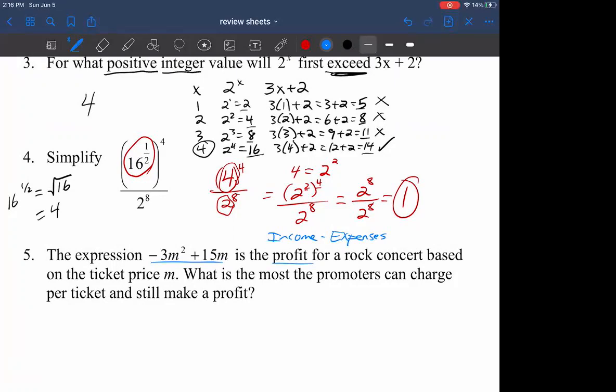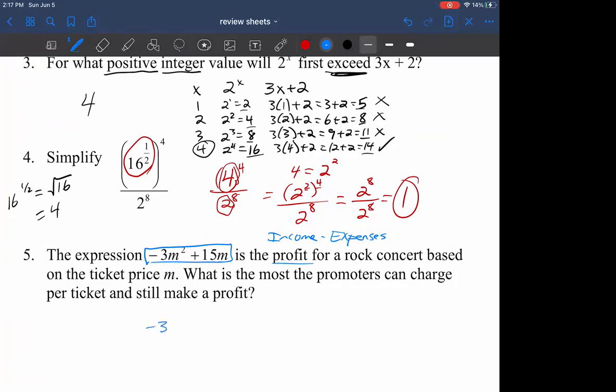So we have this function. Hopefully you can recognize that this is a quadratic function. And it's a special quadratic function because there is no number without a variable added or subtracted at the end. It's just -3m squared plus 15m. This is very easy to factor.